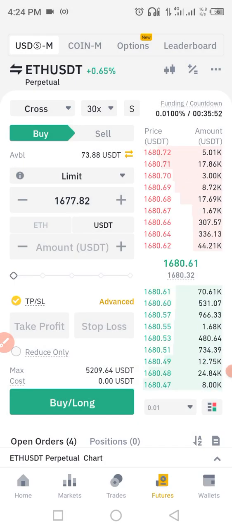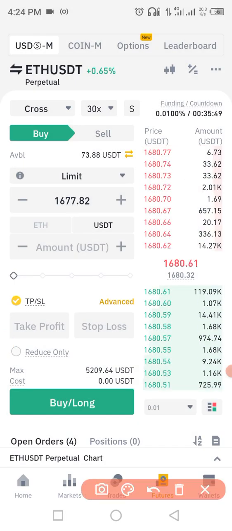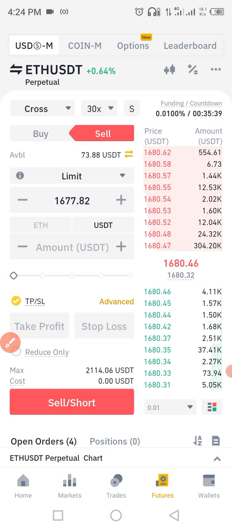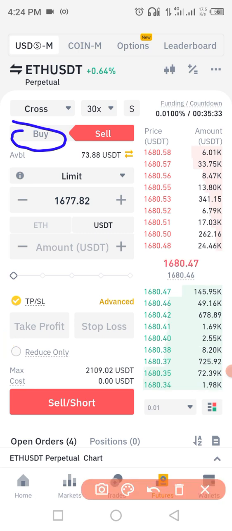What do we have next? We now have the buy, to show that you're on the buy side, where you want to long the market, or you think the market is going to go up. Then we have the sell. You can also change it to the sell, when you think the market is going to fall from a higher position to a lower position. What we have next is your available balance.